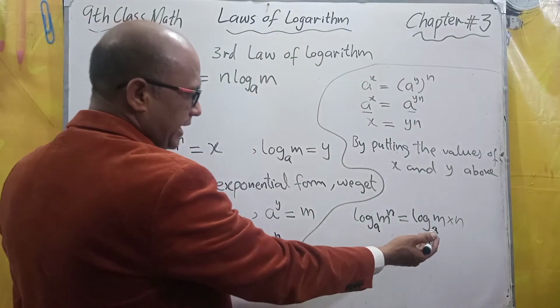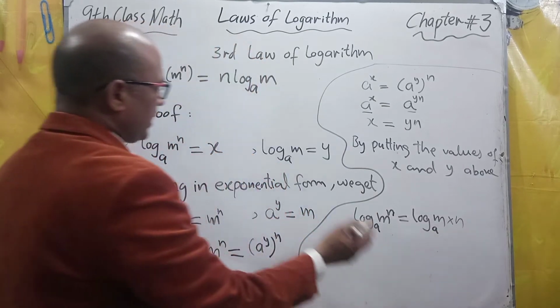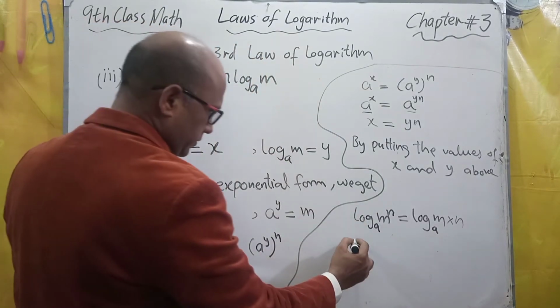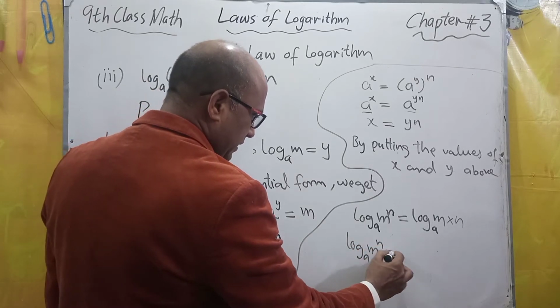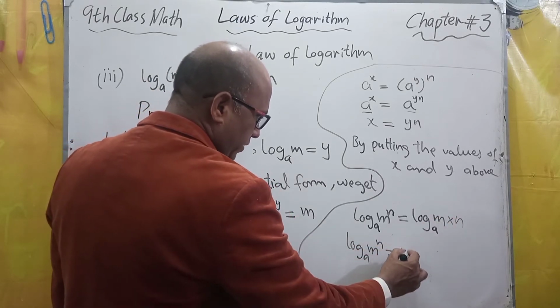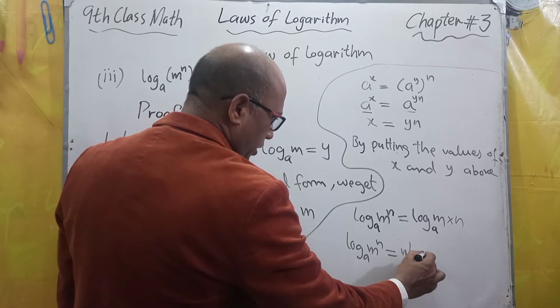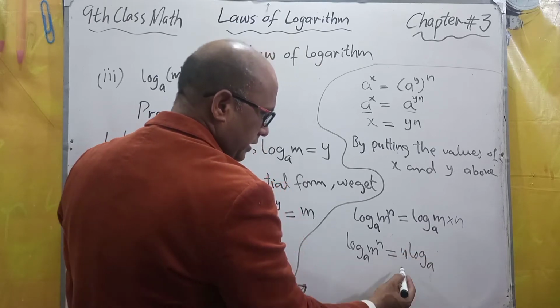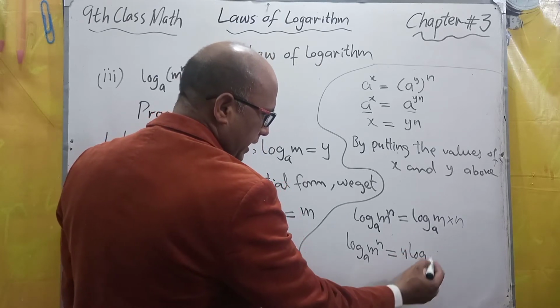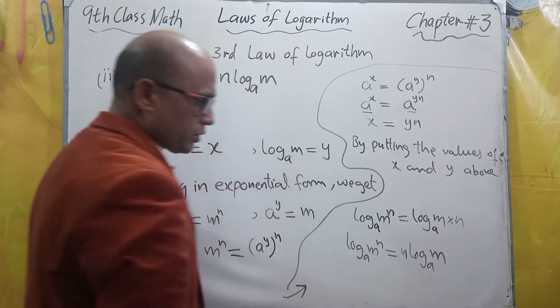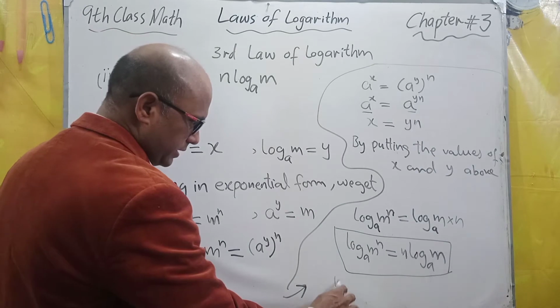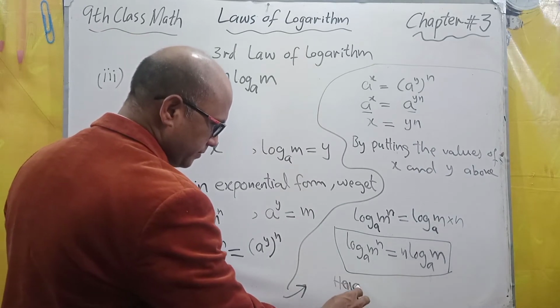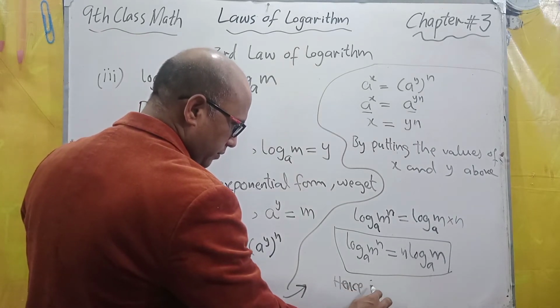So we can arrange this into this form: log a of m power n is equal to, n will be written before log, n into log a of m. So students, this is the third law of logarithm. So we'll write hence proved.